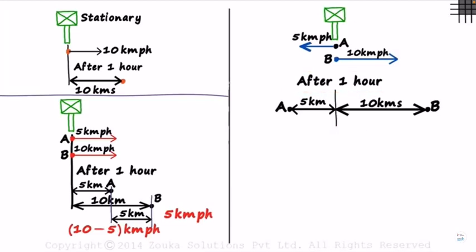The distance between them increases at the rate of 15 kilometers per hour. That's the relative speed. Every hour, the distance between them will increase by 15 kilometers. In the left one we minus, in the right one we plus.